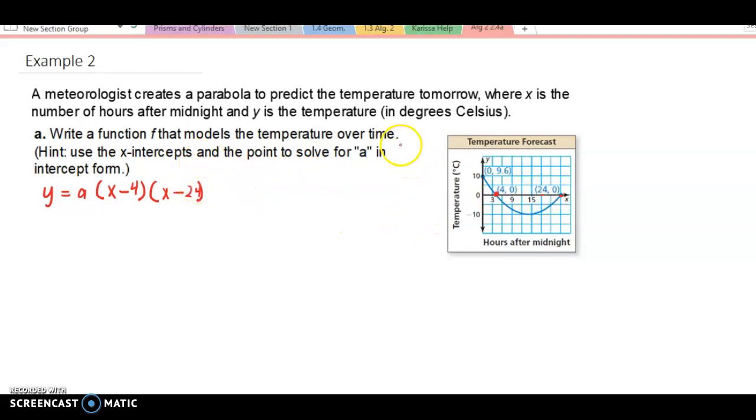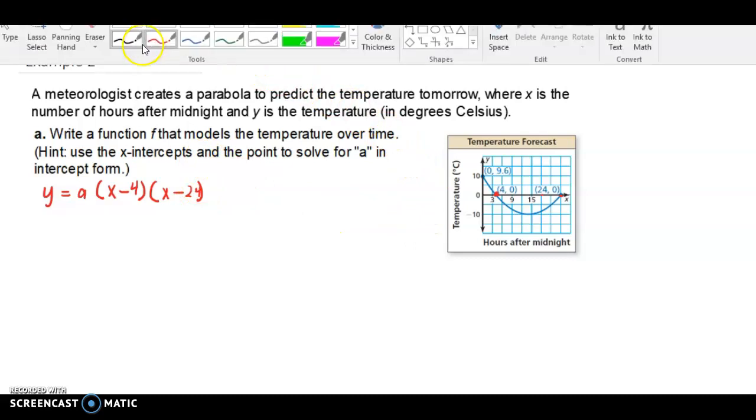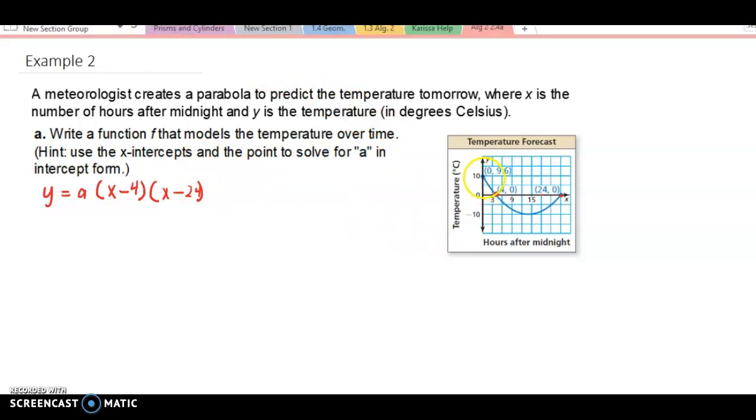Notice the only other point that we're given on this line is this one right here. And guys, these just happen to be the y-intercepts. They won't always be the y-intercepts. So we're given that (0, 9.6) is on this line, which means 0 is the x value and 9.6 is the y value. So we can plug 0 in for both x's and 9.6 in for y.